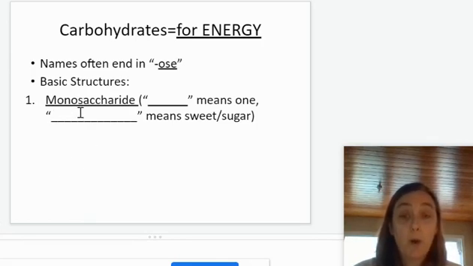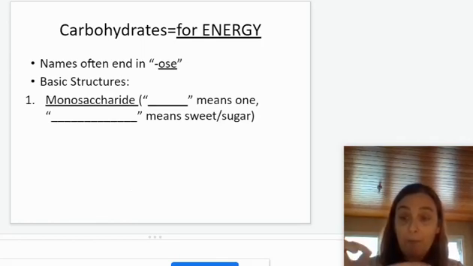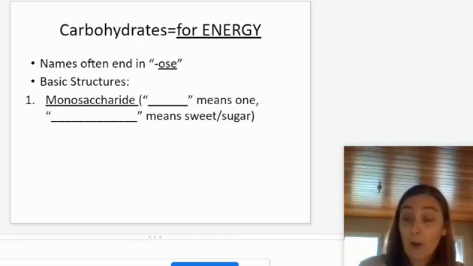Mono means one, and saccharide is the Greek word for sweet or sugar. Some of you may have heard of the chemical called saccharin. If you go to the diner and they've got the little thing of all the different packets of sugar, and there's the white sugar packet and the pink and the blue and the yellow, right? Well, the pink one is called saccharin.